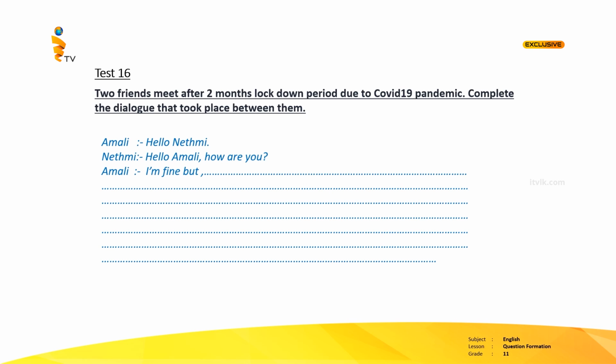Most of the students tend to select completing the dialogue for some reason. Have a look at this question. My question is, 2 friends meet after 2 months lockdown period due to COVID-19 pandemic. Complete the dialogue that took place between them. The dialogue starts like this. The conversation is between 2 friends called Amali and Netmi. Amali: hello Netmi. Netmi: Hello Amali, how are you? Amali: I'm fine, but... And you have to complete the dialogue.